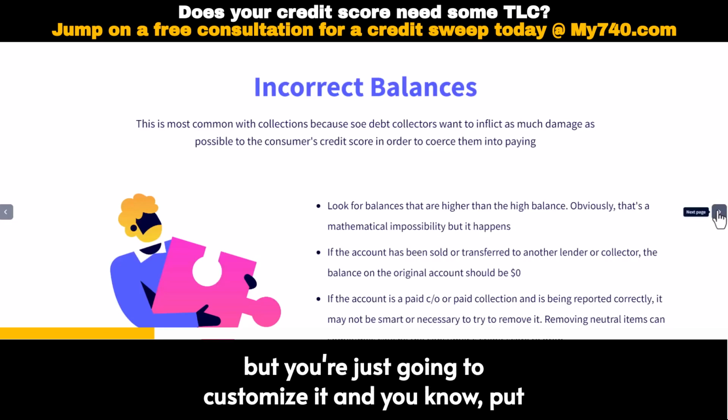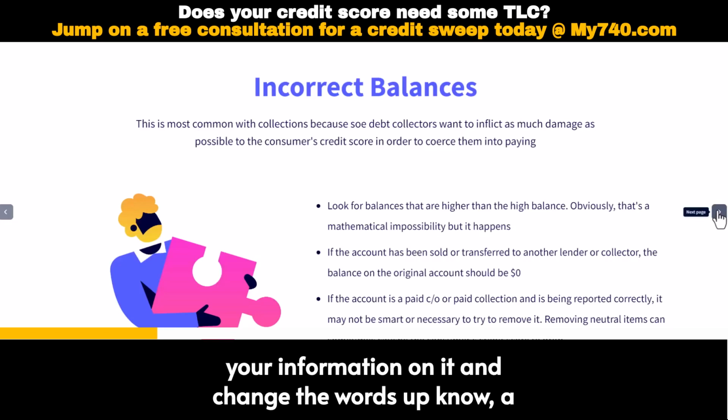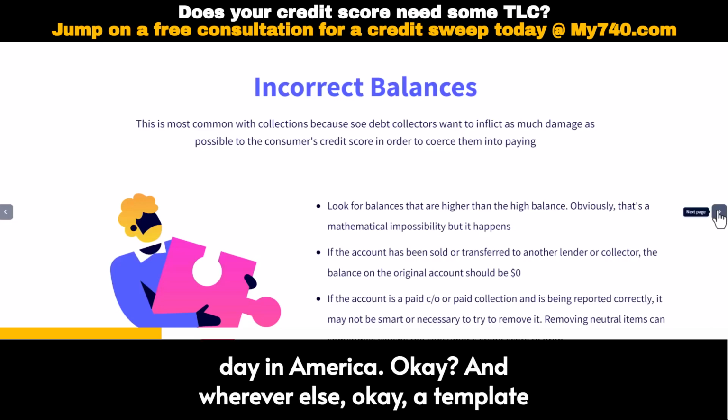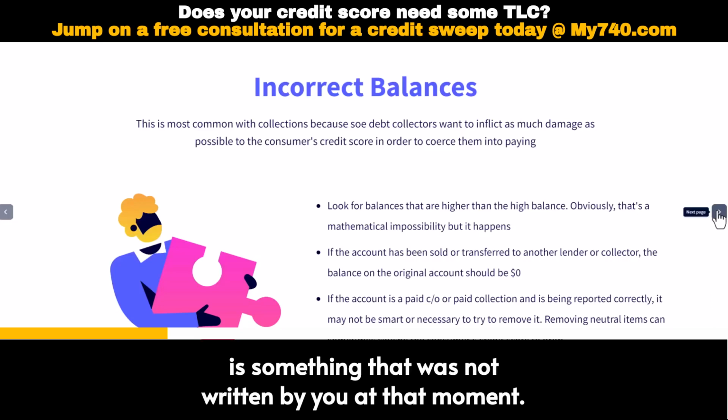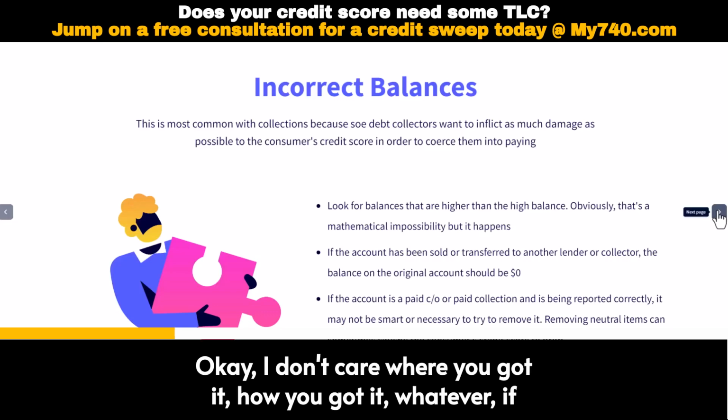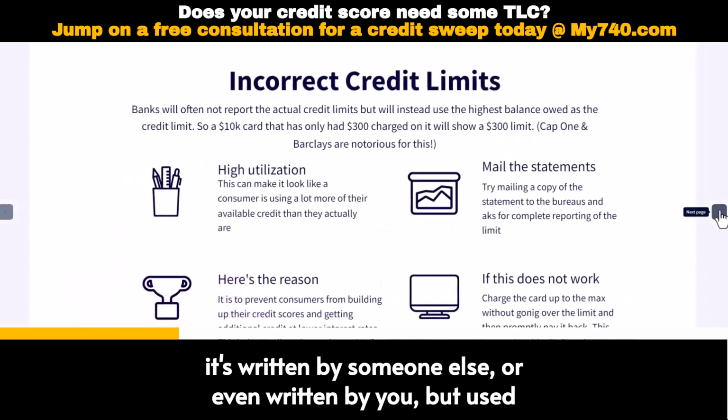And if the account is a paid charge-off or a paid collection and is being reported correctly, it may not be smart or necessary to try to remove it. Now, removing neutral items can sometimes cause the consumer's credit score to drop. And I apologize for the typos on here. Now, if positive and transferred or sold, but original creditor still showing open with 0 balance and nothing derogatory, leave it alone, right?